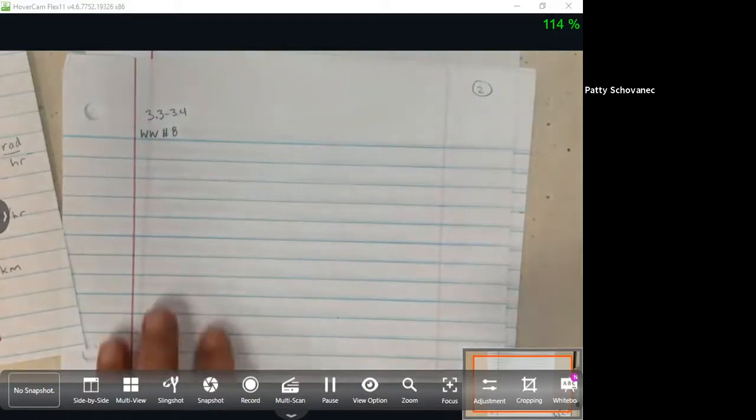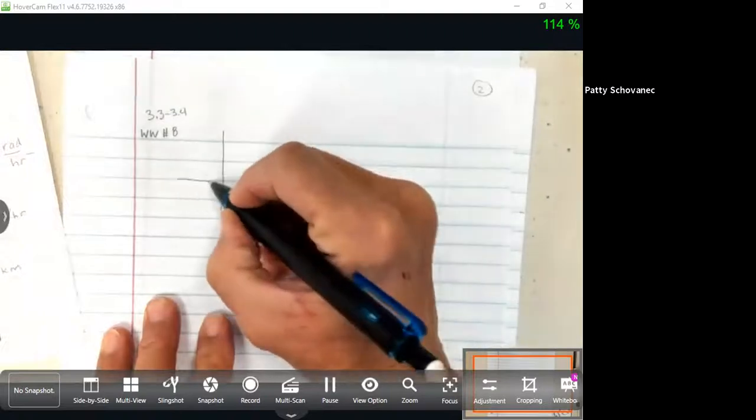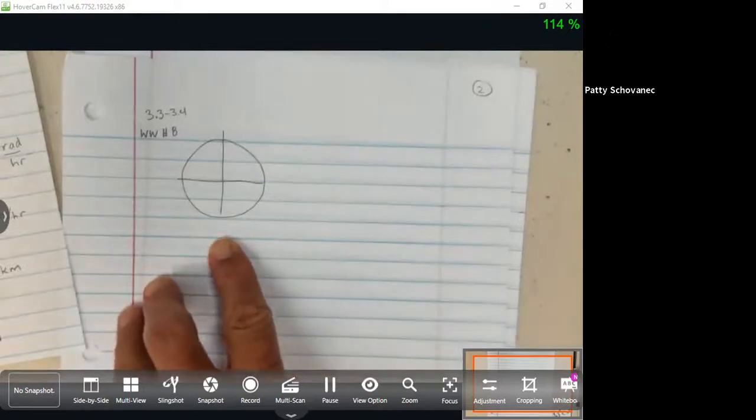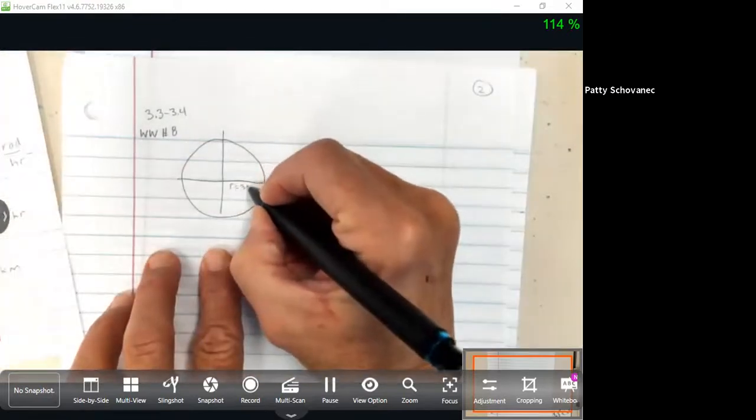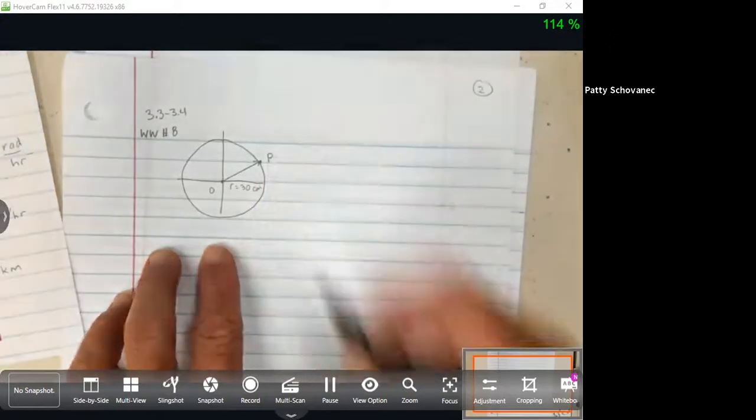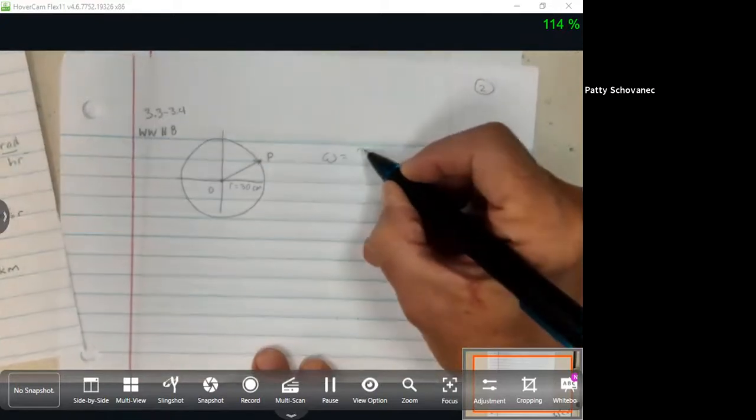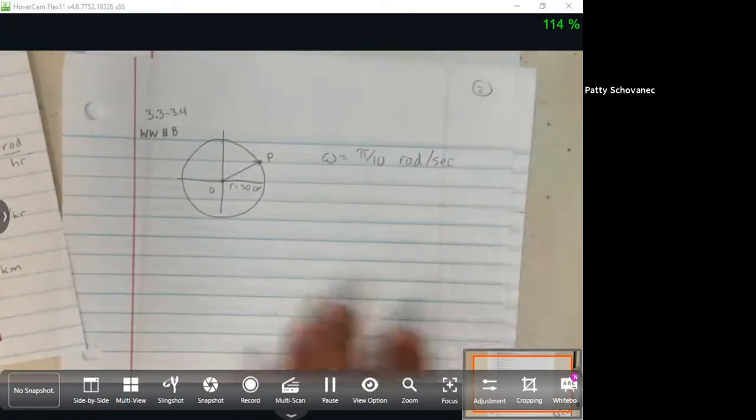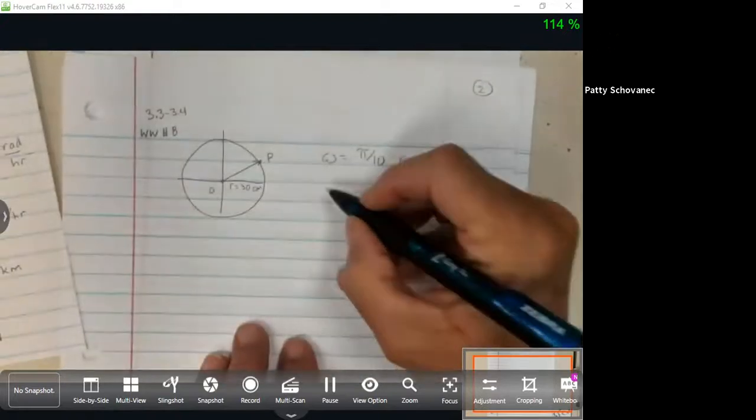Suppose a point P is on a circle of radius R is 30 centimeters and ray OP is rotating with angular speed of pi over 10 radians per second. So draw a picture. I'm just drawing a circle and I'm going to label its radius 30 centimeters. O is the origin. P is a point on the circle, rotating with angular speed of pi over 10 radians per second. Find the following when T is 6.